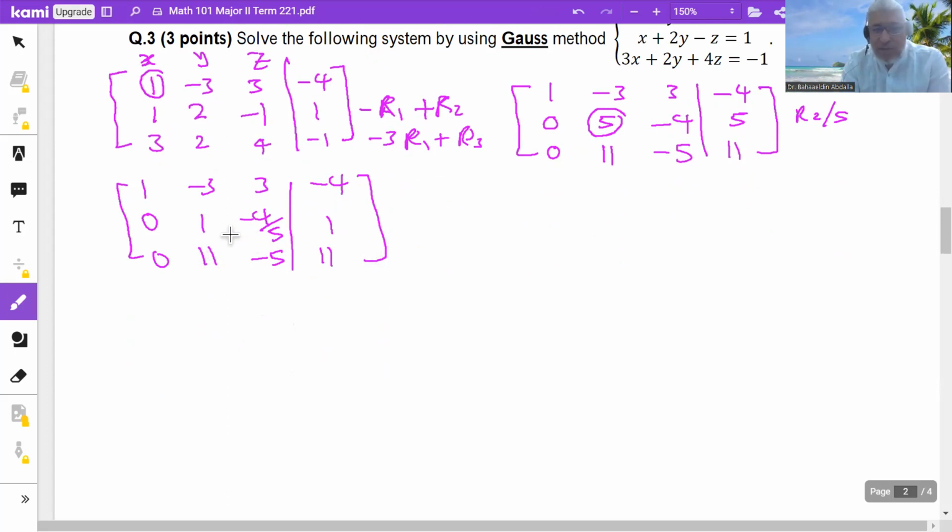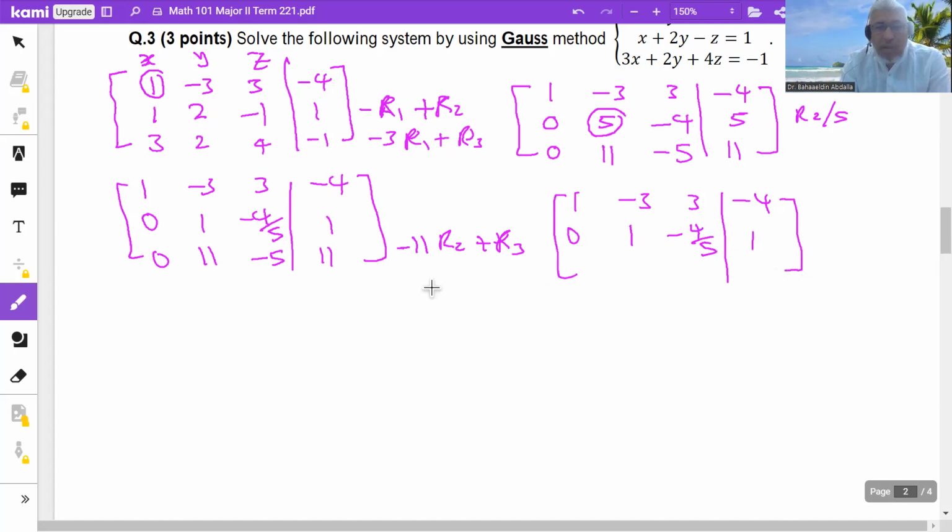How to do that? I multiply 1 by -11 because this is 11. So -11 times row 2 plus row 3. Now the new matrix will be, there is no change in the first row. In the second row also there is no change. And here I will have the following.